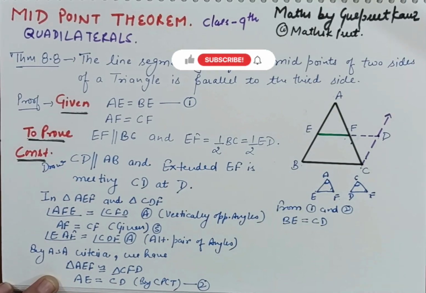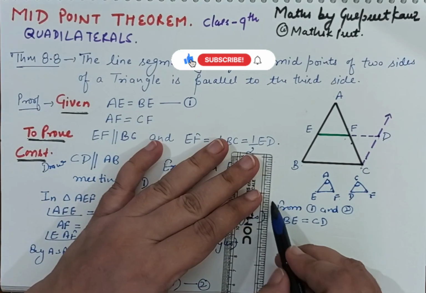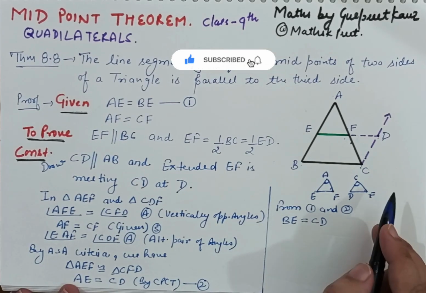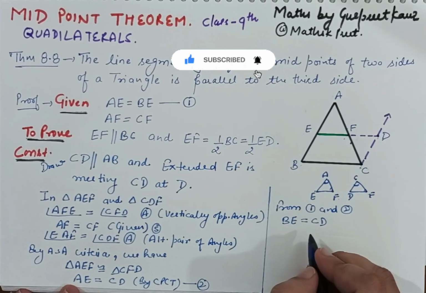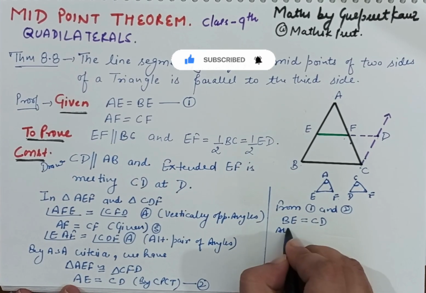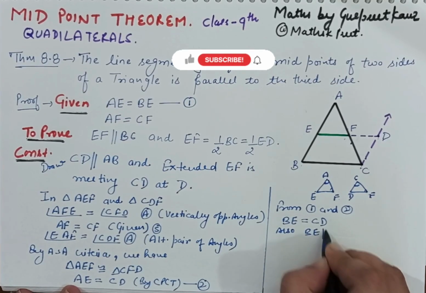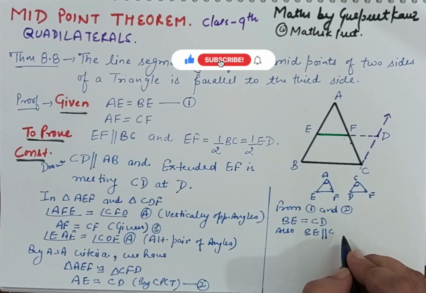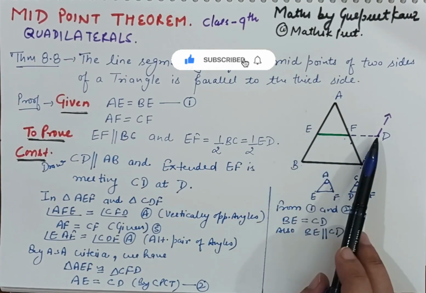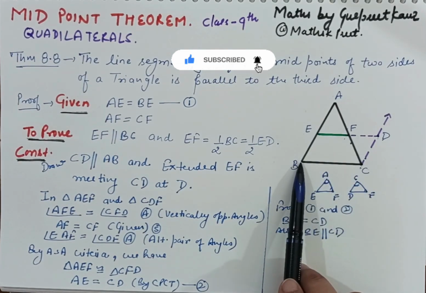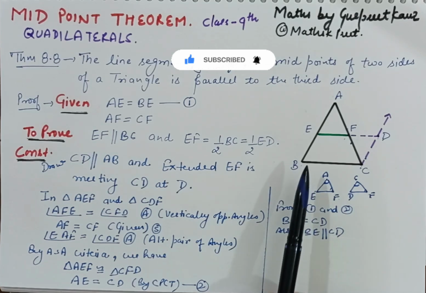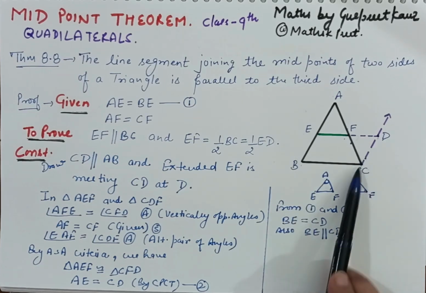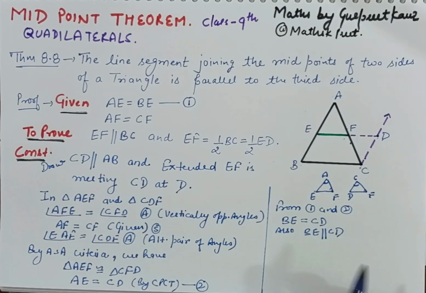When BE is equal to CD, and also BE is parallel to CD. A quadrilateral is a parallelogram when a pair of opposite sides is equal as well as parallel. We have proved here that this pair of opposite sides is equal as well as parallel.